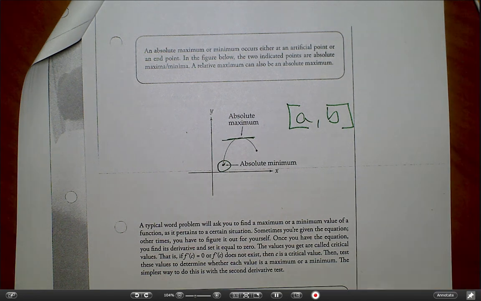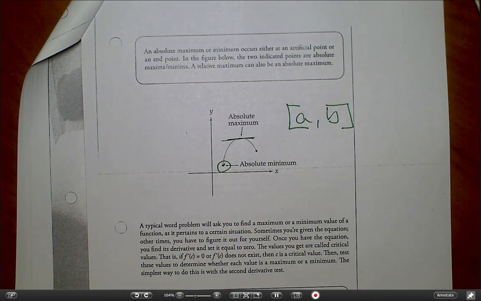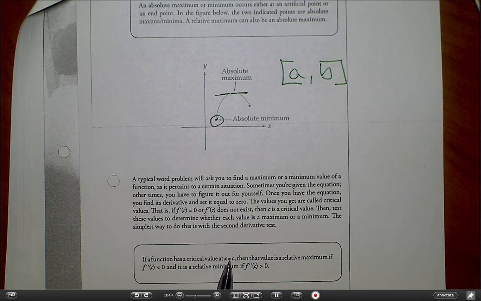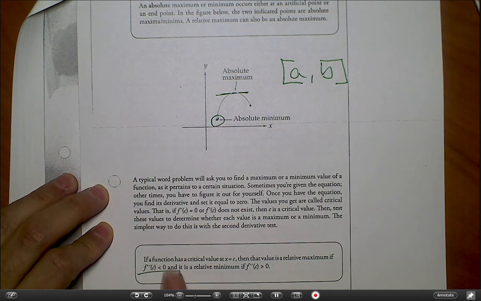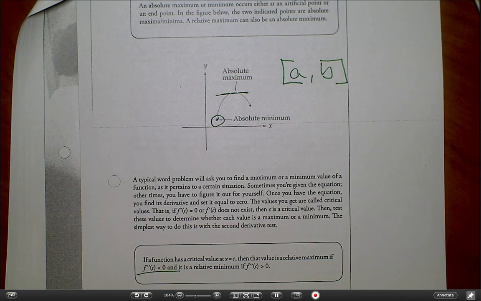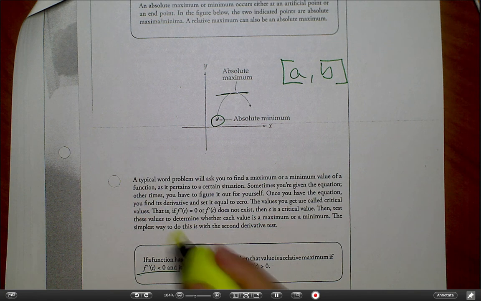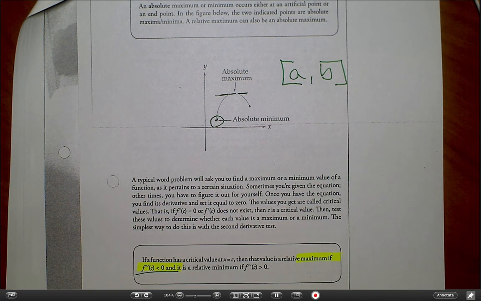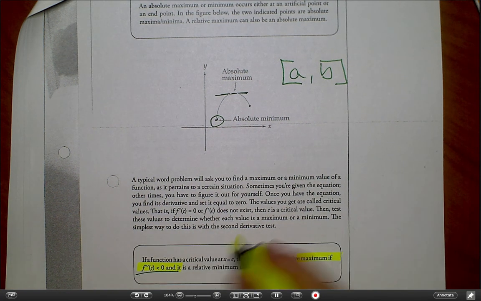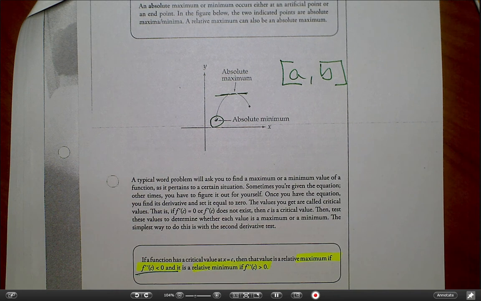Critical values. If a function has a critical value at x equals c, then the value of the relative maximum: f double prime, the second derivative test right there. If f double prime is less than 0, that's a maximum. And a minimum right here. So now, the hand test.